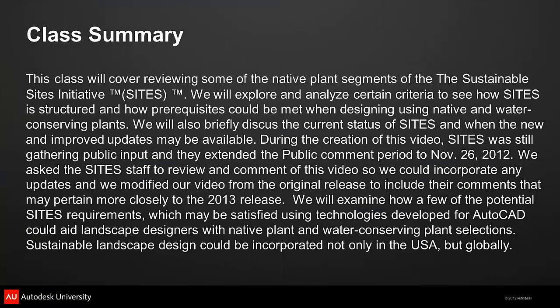This class, or PowerPoint, will cover and include a review of some of the native segments of the Sustainable Sites Initiative, called SITES, to explore and analyze certain criteria to see how they are structured and how prerequisites could be met when designing and using native and water-conserving plants.